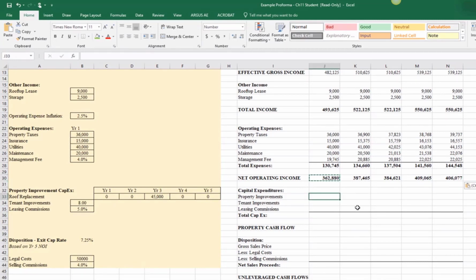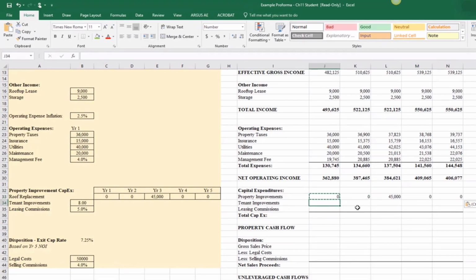All right, the capital expenditures, I say that, now it's going to get a little bit more complicated. The CapEx, we got three different categories. One is the property improvements, and then the others are TIs and leasing commissions. So the property improvements, we're told over here that we've got nothing in year 1. We're not going to have anything in year 2, $45,000 in year 3, etc. So I've already kind of put in the information that we want. So I'm just going to basically refer to each of those annual cells, and I get that over here in my yearly pro forma.